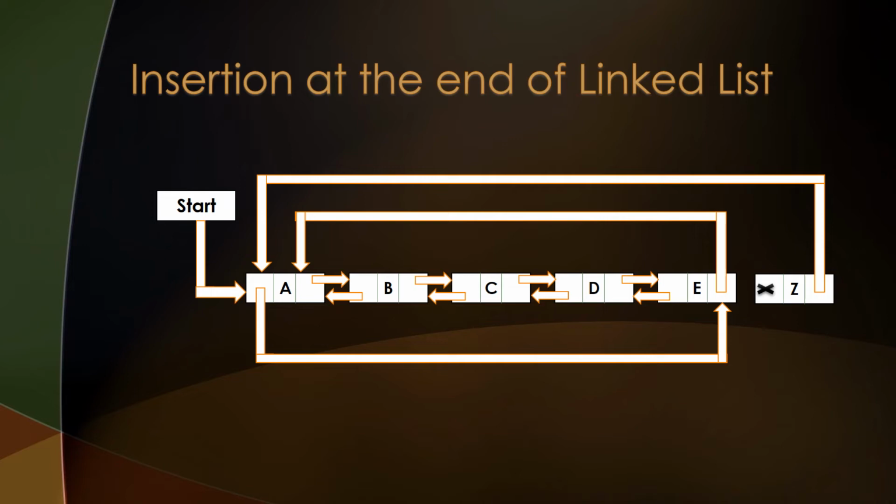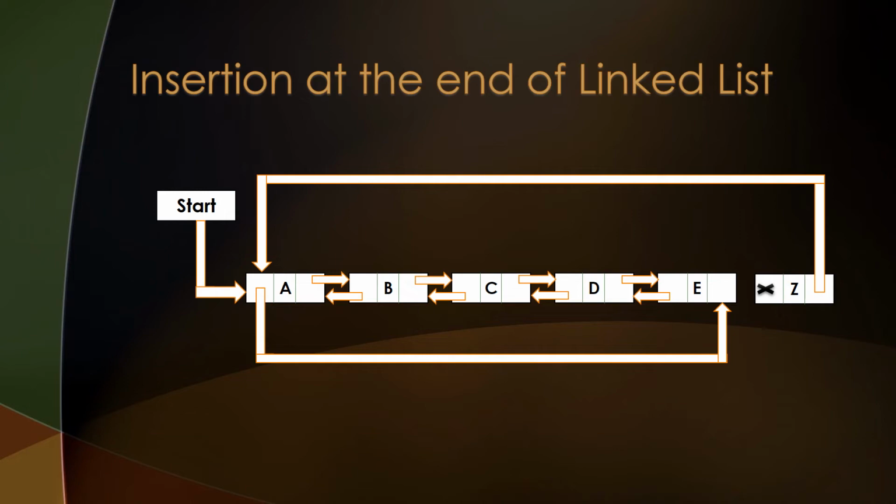The next step is to make sure that node E now points to the new node Z in the linked list. Hence, we have changed the forward pointer of node E, which was pointing back to the node A in the linked list. And here it is. Now node E points to the new node Z in the linked list, since node E will no longer be the last node and it will point to the next node, that is node Z in the linked list.